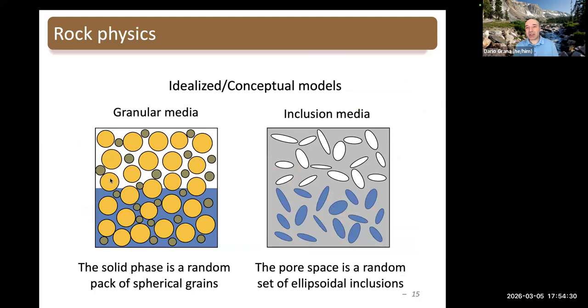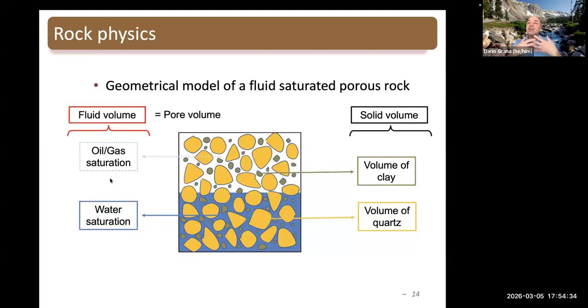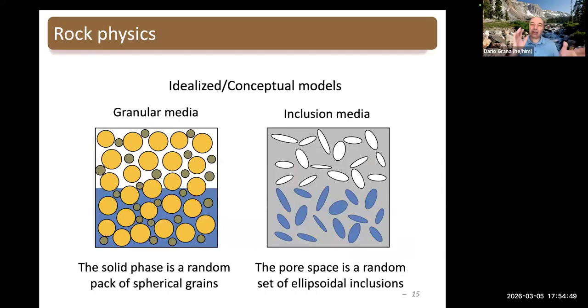And in rock physics, the geophysical response that we measure at the surface depends on the volumes of the solid phase and the fluid, but also on the way solid and fluid are arranged. So rock physicists develop two main ways to idealize the geometry. These are two different conceptual models. Here on the left, we have granular media.